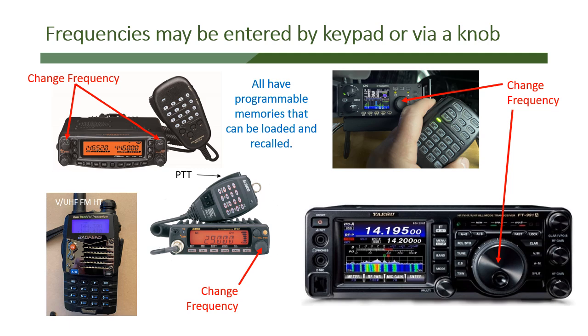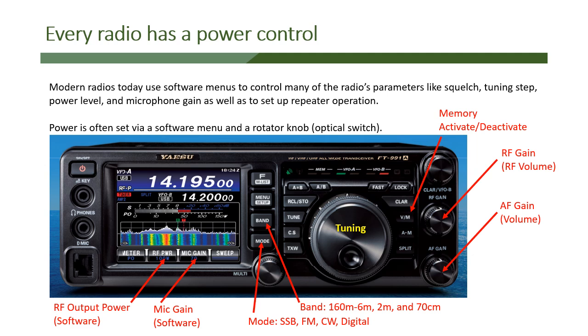In the lower one, the FT991A, the rate at which you turn the dial determines how fast you'll go through the frequencies. So if you want to go very slow, then you just turn the dial slow. If you want to go faster through the band, you can just move the tuning knob faster. And of course, all these pretty much have microphones that have keypads on them for doing direct entry of a frequency into the radio through the keypad, plus accessing other features. Now, every radio has a power control, and it's just a matter of looking out to where it is.